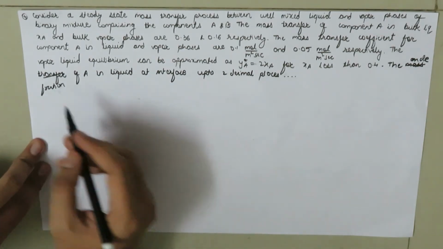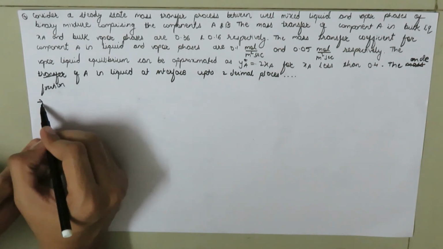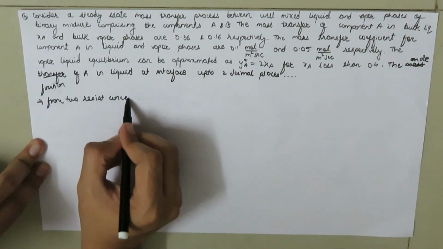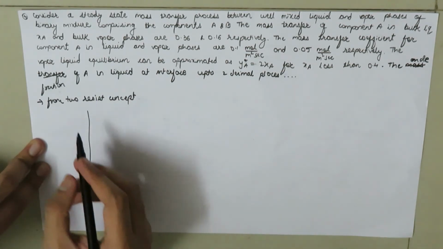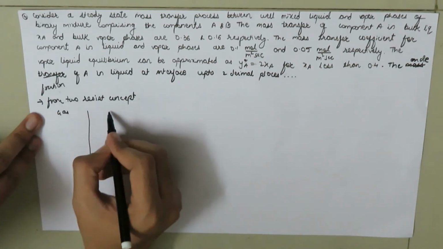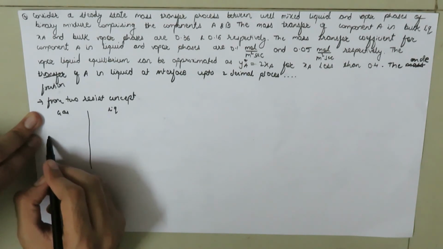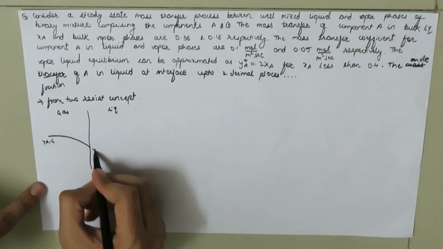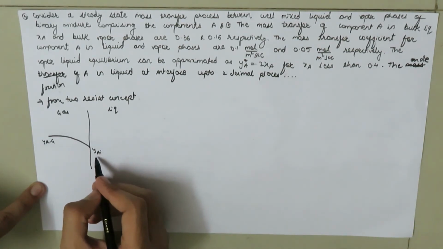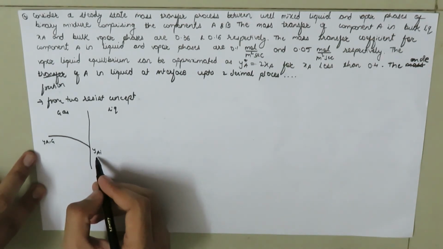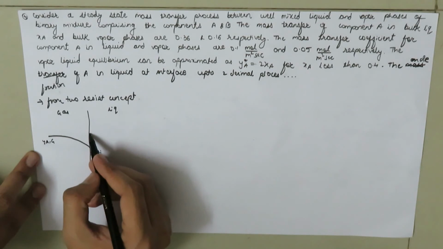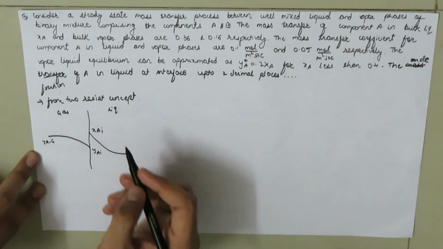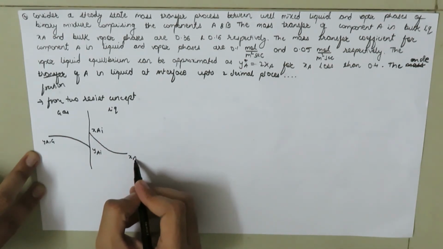Okay, so we know that from the two resistance concept, this will be our interphase, and here we have gas side, here we have our liquid side. And here we have the curve like this. So this will be your YAG, that is the mole fraction of the component A in the bulk gas. And this will be YI, that is the mole fraction of the component A in gas at the interphase. And this is our mole fraction of the component A at interphase in liquid. And this is our mole fraction of the component A in the bulk liquid.